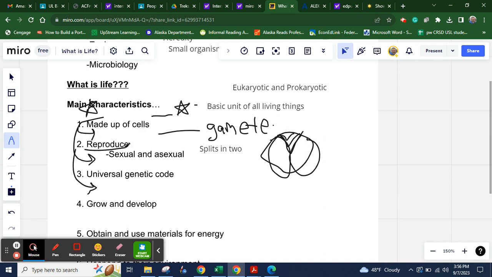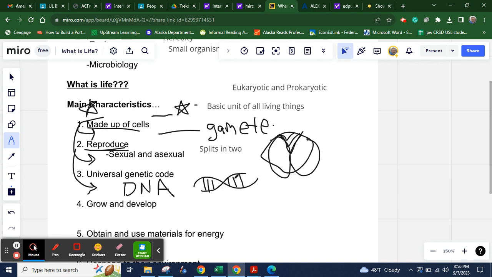All living things can reproduce. They're made of cells and they can reproduce either sexually or asexually. Then they also have a universal genetic code, which everybody should know as DNA, deoxyribonucleic acid. It has this kind of structure to it where it's like a ladder. Kind of looks like this. We'll learn about this more in detail. This carries all the traits that you have.